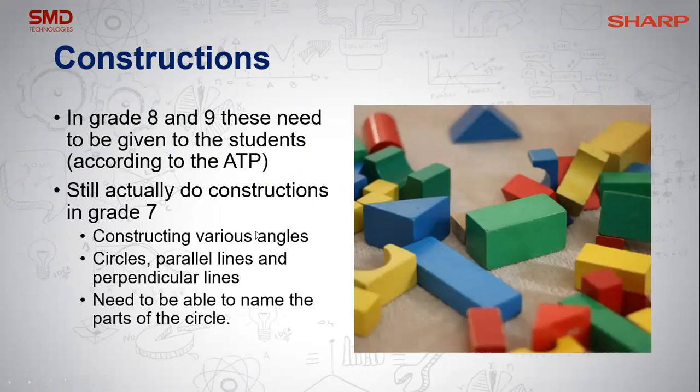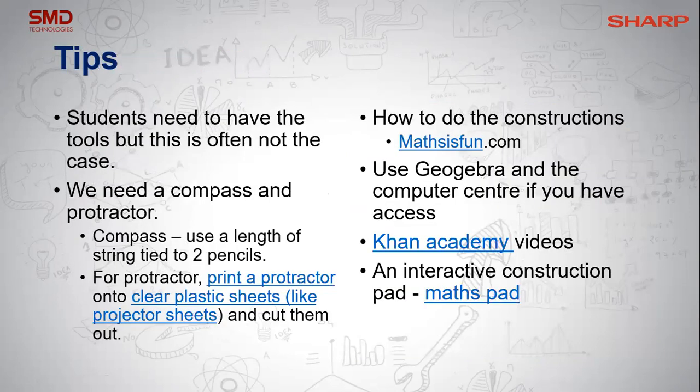So you need to be able to construct various angles. You need to be able to construct circles, parallel lines, and perpendicular lines. And of course, you need to be able to name the parts of the circle. And this is such an important thing for them to learn, because even in grade 12 technical maths, you still need to be able to name the same parts of these circles. So very important. Students often need to have the tools like the protractor and the compass, but they don't have them. Just funds, or they've forgotten them or something.